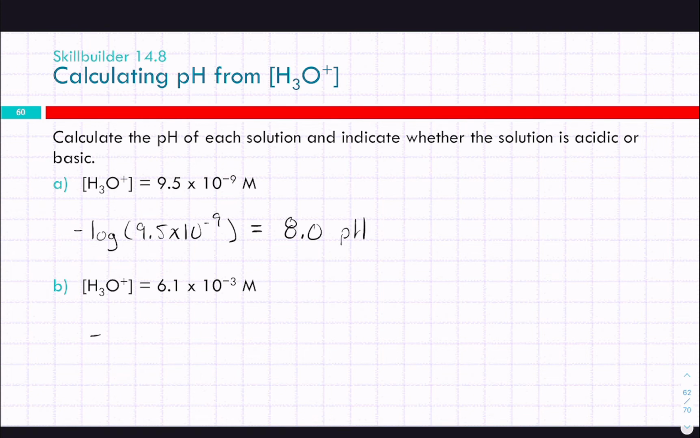All right, so for this next one, we'll come back to whether it's acidic or basic. It's the negative log of 6.1 times 10 to the negative 3.